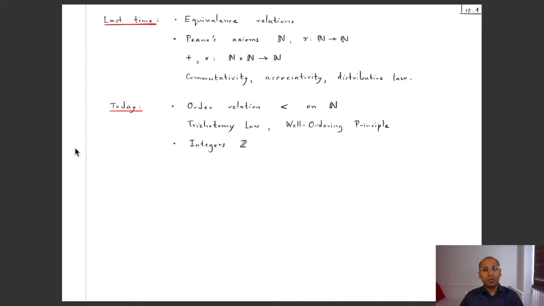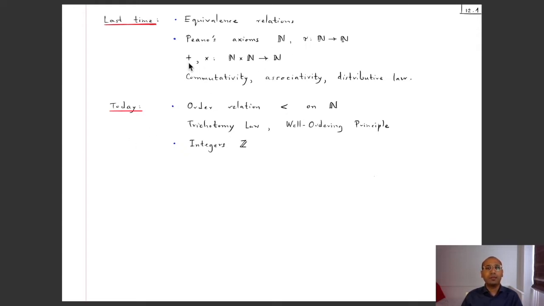Okay, so this is week 1 of Lent term, and this is the second lecture of this first week. Last time we recalled what equivalence relations were, because that's going to play an important role in this chapter. And we began our discussion of the natural numbers. We gave the Peano axioms for a set N and a function which is then called the successor function.